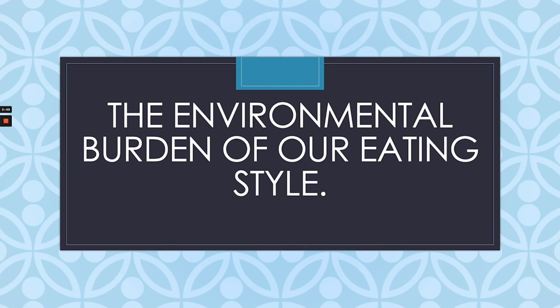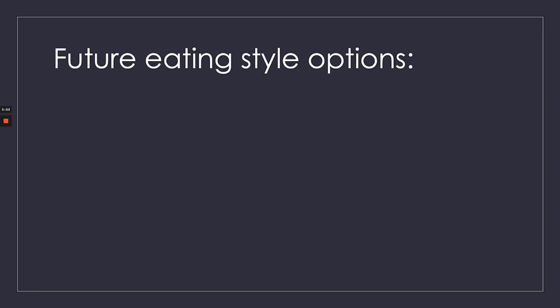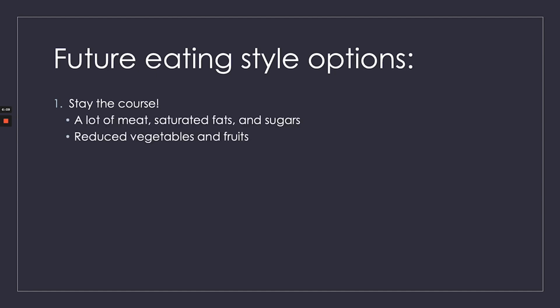So let's first discuss the environmental burden of our eating styles. And first, before we even do that, I'm just going to go over some future eating styles for you to consider. The first is to stay the course, meaning wealthy countries will not change their style, and as other countries have access to more food and protein options, they will also adopt the current developed world eating style, which is a lot of meat, saturated fats and sugars, and a reduction in vegetables and fruits.